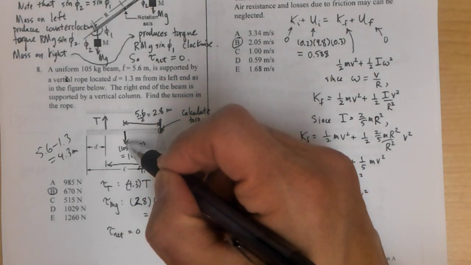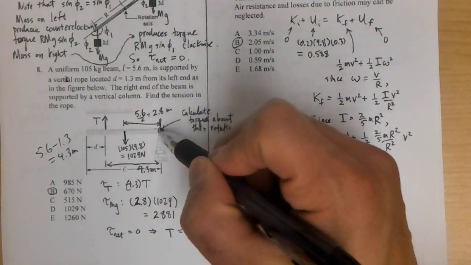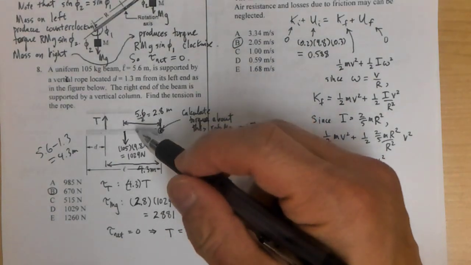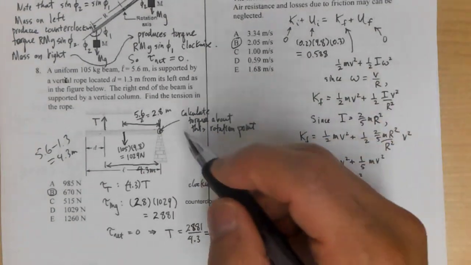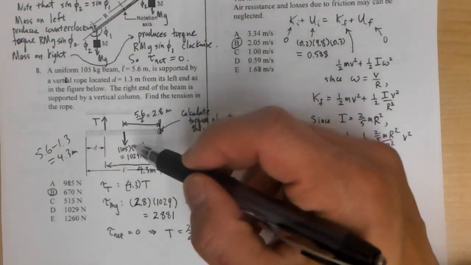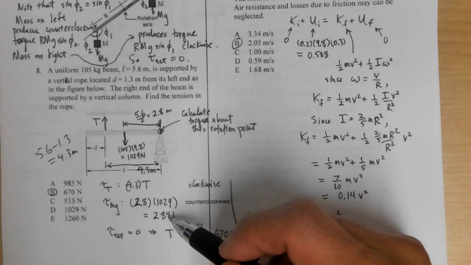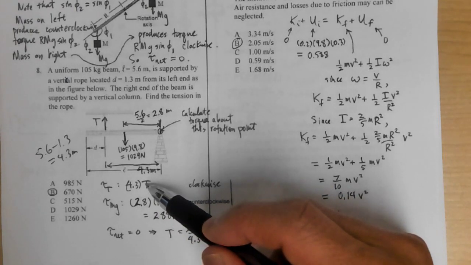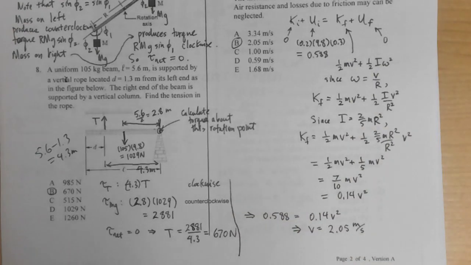Then for the torque due to the weight, that goes directly down from the middle of the beam, so this distance is half of 5.6, that's 2.8. So we have 2.8 times the weight, which is 1,029 newtons, and we get 2,881. The clockwise torque of this string and the counterclockwise torque of this weight must cancel. So 2,881 must be equal to 4.3 times T. So T is 2,881 divided by 4.3, which is 670 newtons.